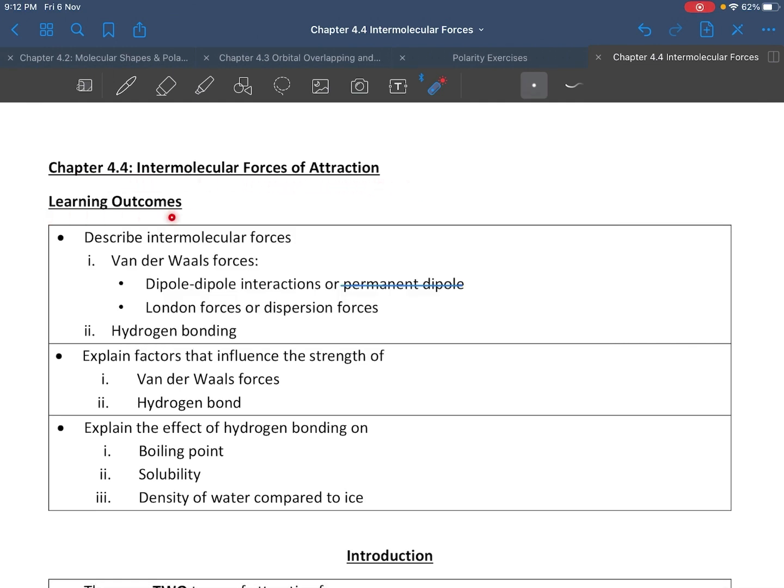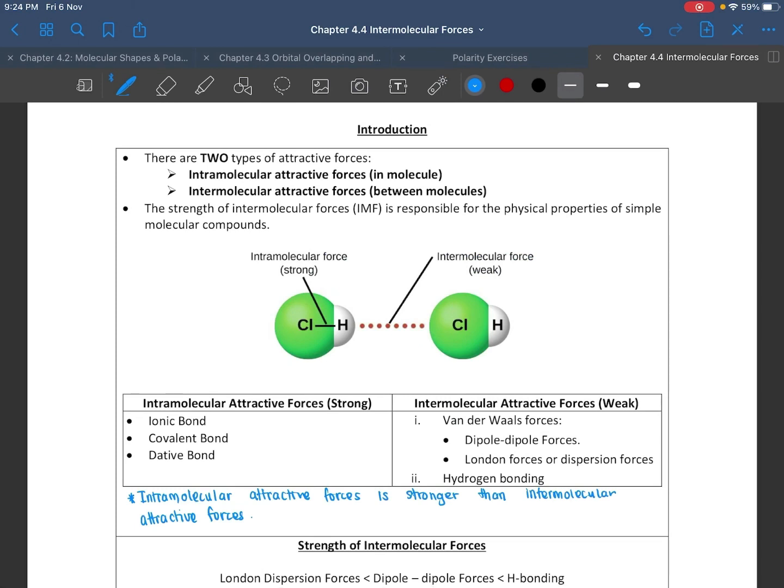Today we are going to discuss chapter 4.4, Intermolecular Forces of Attraction. Our learning outcomes: you should be able to describe intermolecular forces, van der Waals forces, dipole-dipole interaction, London forces or dispersion forces, and hydrogen bonding. For these two learning outcomes, I am going to discuss in another video. So let us proceed to the introduction.